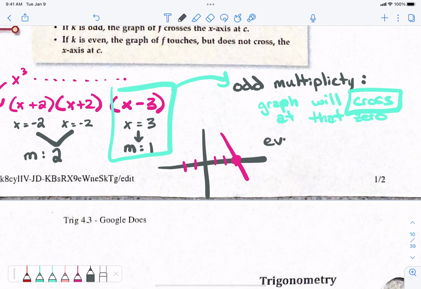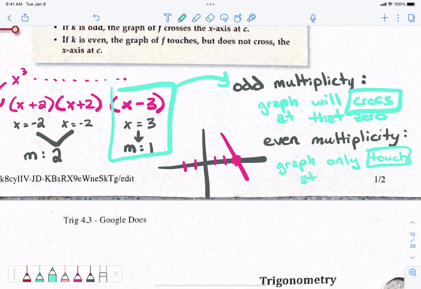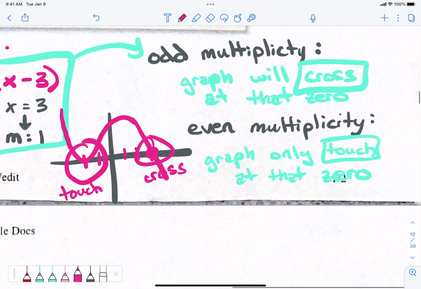If it has an even numbered multiplicity, I'm going to touch. I feel like I spelled that wrong. Multiplicity. If it has an even numbered multiplicity, the graph only touches. The graph will only touch at that 0. Okay, so how can I make it only touch at -2? Add another x plus 2. Like I do this, right? This is touching. This is what it looks like to touch. This is what it looks like to cross. Does that make sense? Touch, cross. That tells you what the graph looks like, okay?